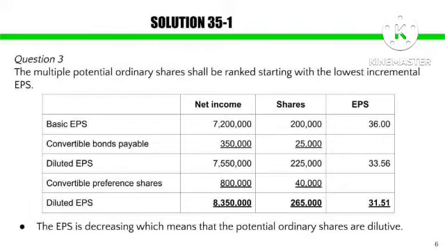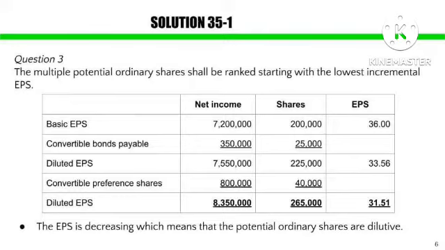In order to get the amount of diluted EPS, we have to add the convertible bonds payable to the basic EPS computation. So now we have a net income for diluted EPS of 7,550,000 and shares of 225,000. So we have a diluted EPS of 33.56.